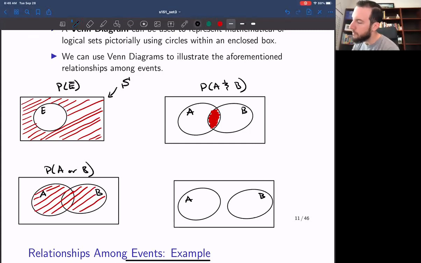When two events are mutually exclusive, they do not intersect. So this last diagram is an illustration of two mutually exclusive events because the probability of the intersection is equal to 0. Two events that are not intersecting, that do not overlap, are mutually exclusive. So they have a 0 probability for the intersection.